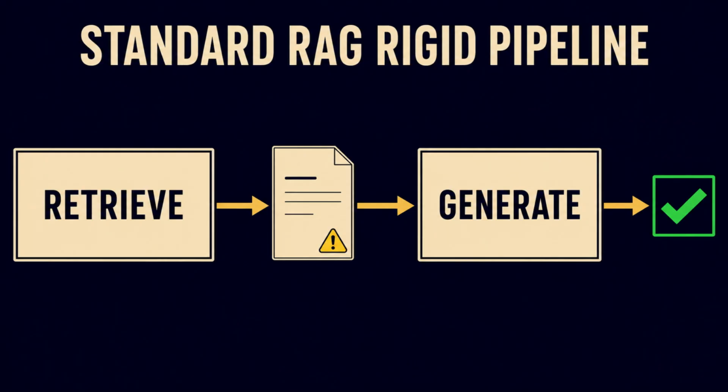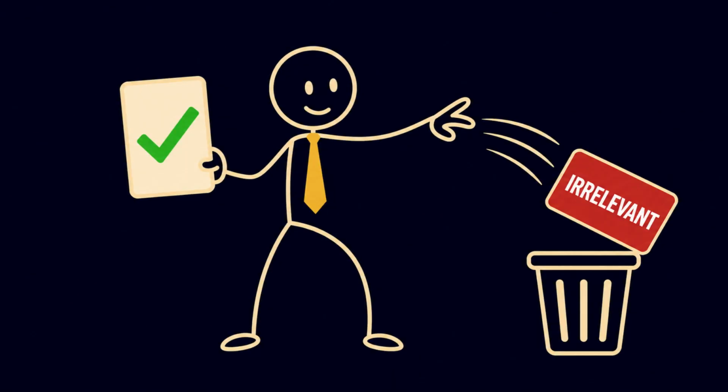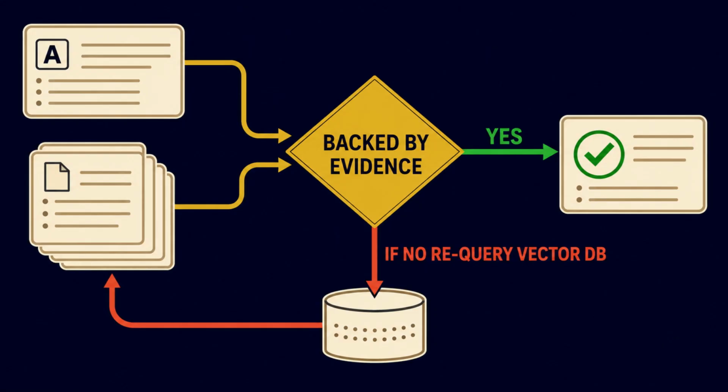Standard RAG is rigid. Retrieve once, generate once, done. Even if what got retrieved was mediocre. Self-RAG inserts checkpoints. After retrieving, the model asks, is this chunk actually relevant? And can throw out the ones that are not. After generating, it asks, is my answer actually backed by what I was given? And if not, it can retrieve again with a better query or just flag that as unsure instead of confidently guessing.